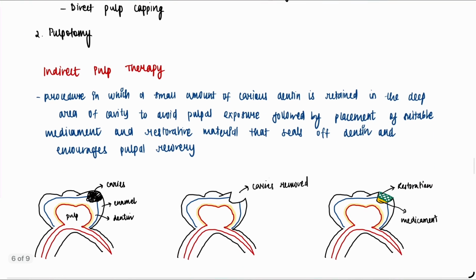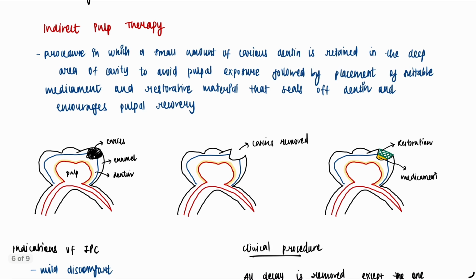Starting off with indirect pulp therapy, it is a procedure in which a small amount of carious dentine is retained in the deep area of the cavity to avoid pulpal exposure, followed by placement of suitable medicament and restorative material that seals off dentine and encourages pulpal recovery.